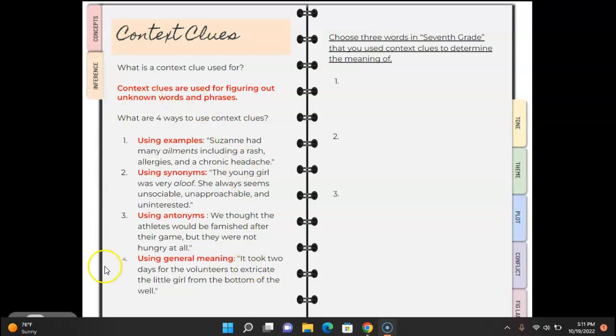Okay, so these are 4 ways that we can use our context clues to figure out unknown words and phrases. Make sure you have those red parts filled in. When you are finished filling in the red parts, then you can answer the underlined question, which is choose 3 words in the story 7th grade that you used context clues to determine the meaning of. So find 3 words in 7th grade that you didn't at first know, and then tell me the ways that you figured out what they meant. Once you have that page filled in, you can go ahead and continue the lecture.